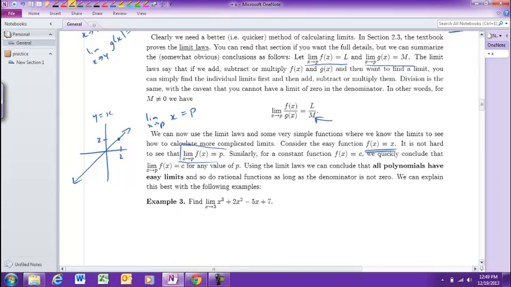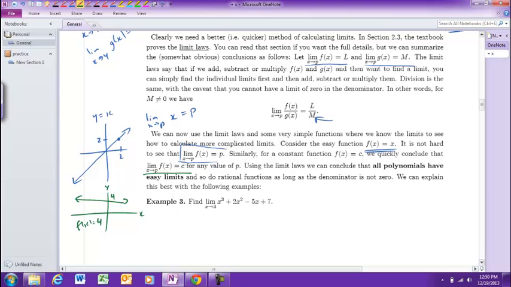Similarly for constant functions, say f of x equals 4. It's again a single unbroken line, but it's horizontal. And here, no matter what you plug in for x, your y value is always equal to 4. So that limit will always just be c, whatever that constant value is.